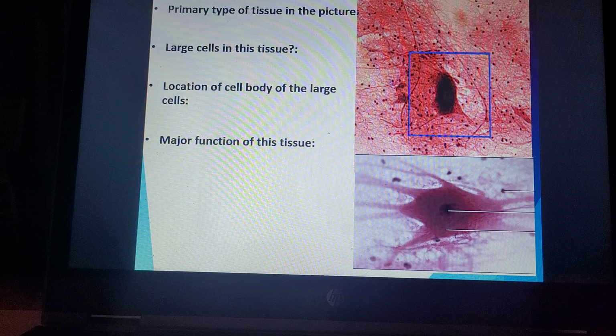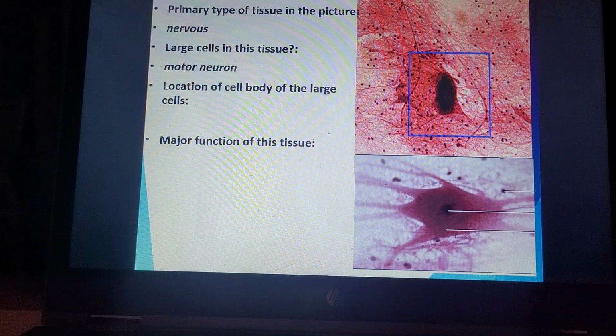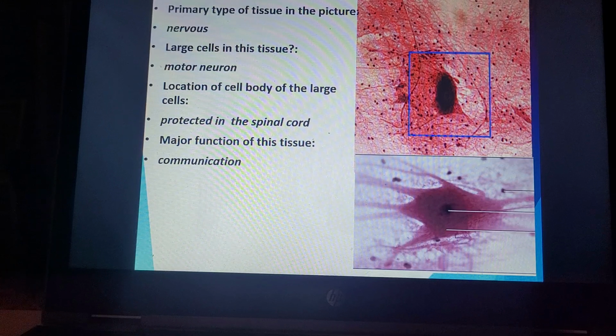Primary tissue type. Nervous. Large cells in this tissue. Motor neuron. Location of the cell body of that large cell. Protected in the spinal cord. And major function of this tissue. Communication.